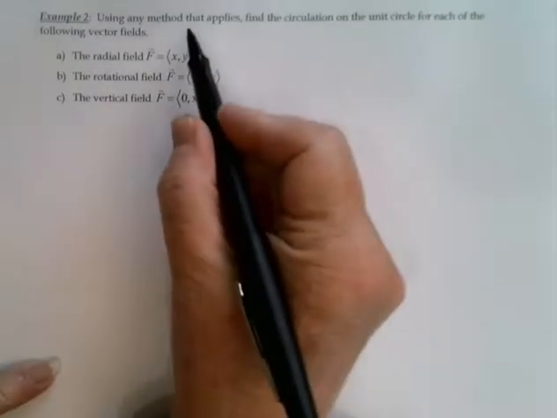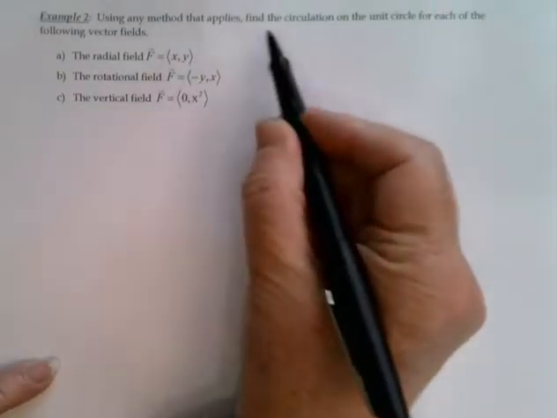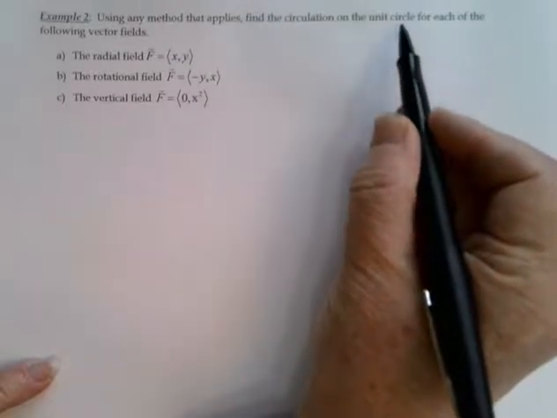This is section 14.4, part B. So we've introduced the idea of Green's theorem to find a circulation integral, and we'll practice that a little bit in example 2. It says using any method that applies, find the circulation on the unit circle.